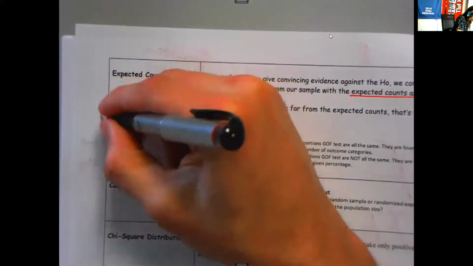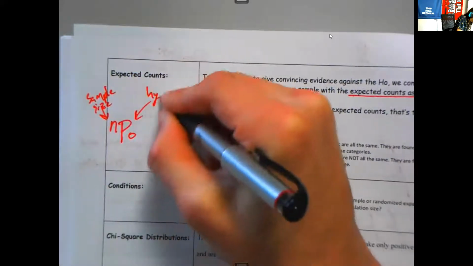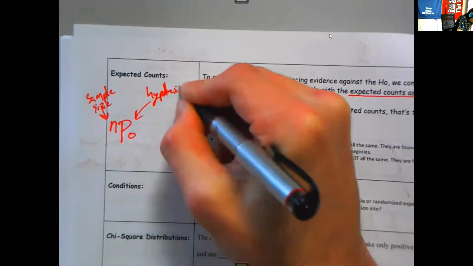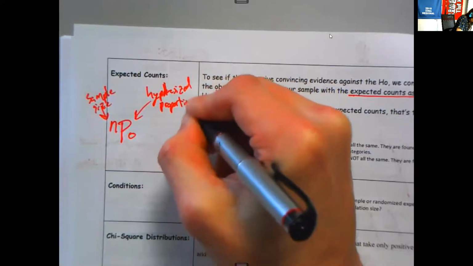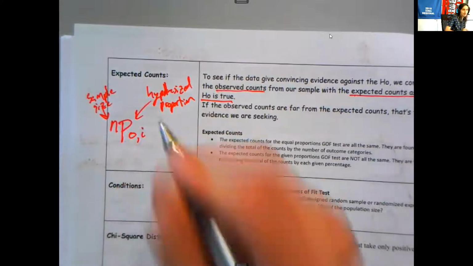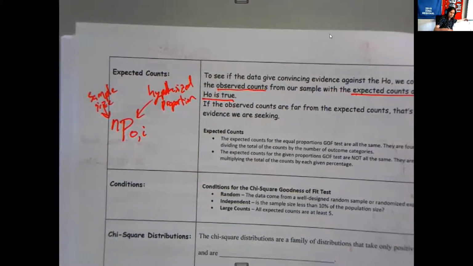So that's the sample size. P naught is the hypothesized proportion. But we're going to have a bunch of hypothesized proportions, so I'll call that the hypothesized proportion for the ith category. We're going to have a bunch of categories. We're going to have colors of cars, days of the week you're born, whatever. Well, you need to multiply the sample size times the hypothesized proportion for that category.